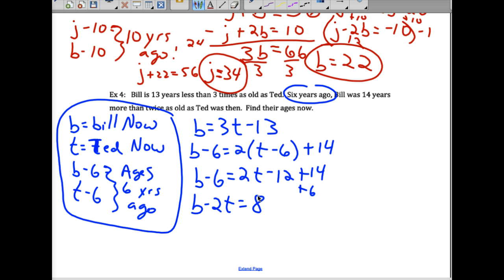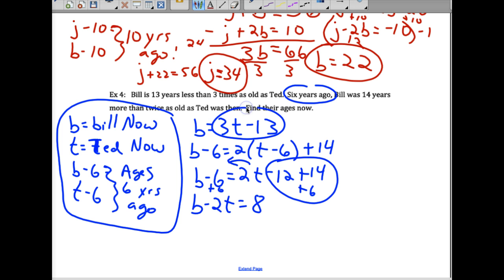Did anybody put that second one in standard form yet? You're going to add the 6. Negative 12 plus 14 is 2, plus 6 is 8. Look guys, I added 6 to both sides, and then negative 12 plus 14 is 2, plus 6 makes 8, and then I moved the 2 t's over by subtracting them.